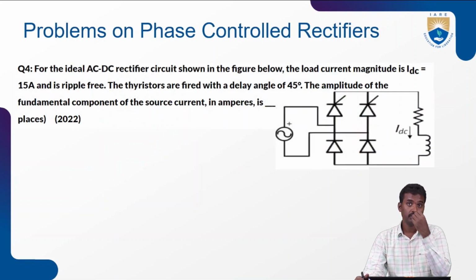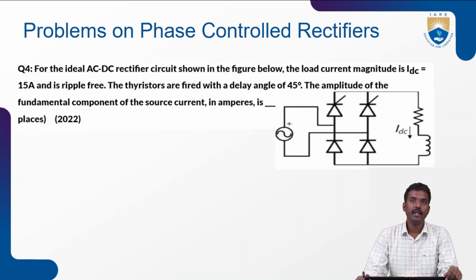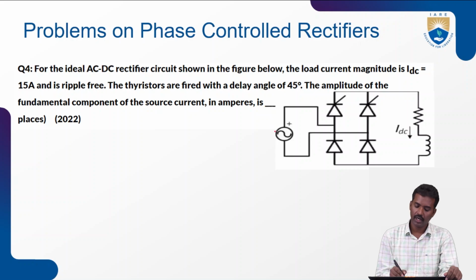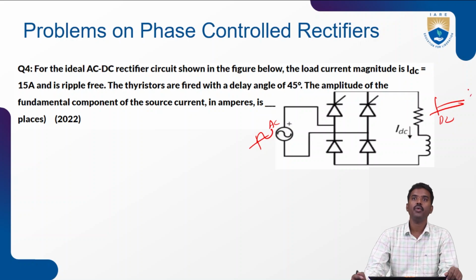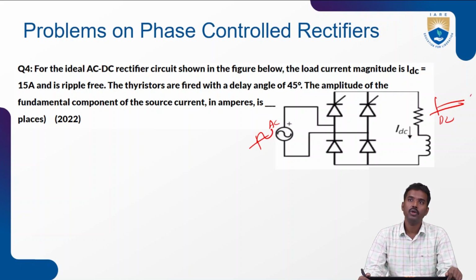Now the fourth question. For the ideal AC to DC rectifier, as shown in the figure, the load current magnitude is IDC, which is 15 amperes.